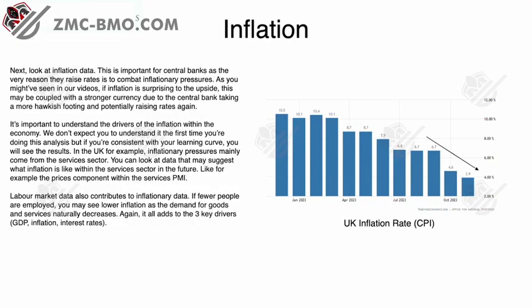Labour market data also contributes to inflationary data. If fewer people are employed, you may see lower inflation as the demand for goods and services naturally decreases. Again, it all adds to the three key drivers: GDP, inflation, and interest rates. So all you're doing now is labour market data is weakening. Okay, so that means potentially less inflationary pressures, therefore less need for interest rates. Therefore, you might have a bit of a bearish currency view on the margin. Of course, that's when you have to add everything else together. But if you're just looking at that, yes, you'll probably have a bit more of a bearish view on that currency.